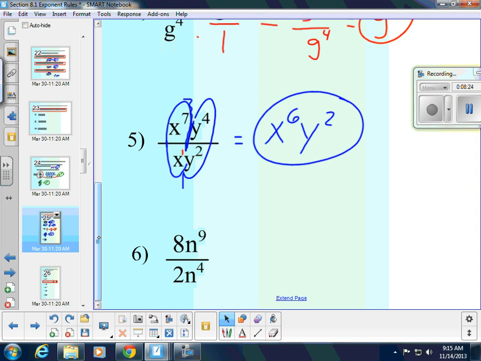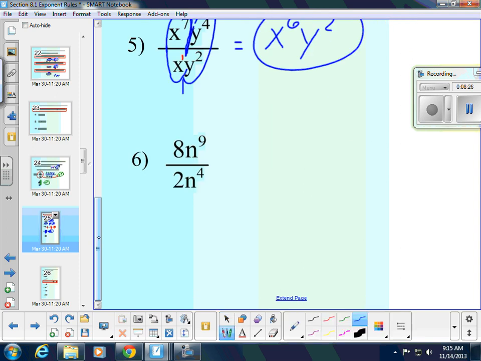This last one here on the page is a little different though. I still can split it down the middle and think about it. And so I can deal with each thing separately. And I think we know now, from this page, how we can deal with these n's. n to the 9th over n to the 4th would give me n to the 5th.